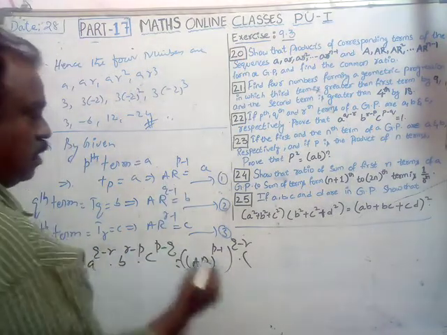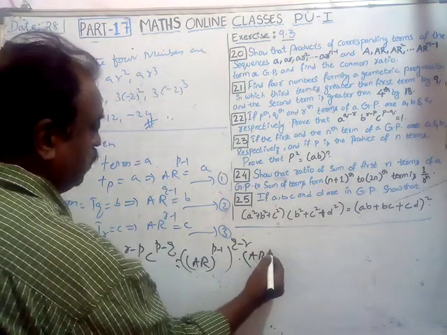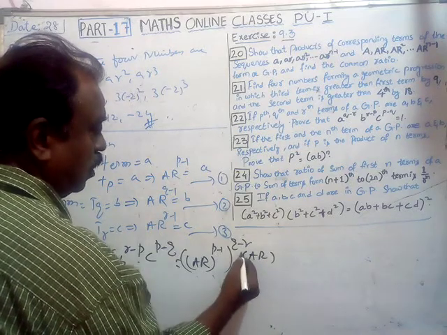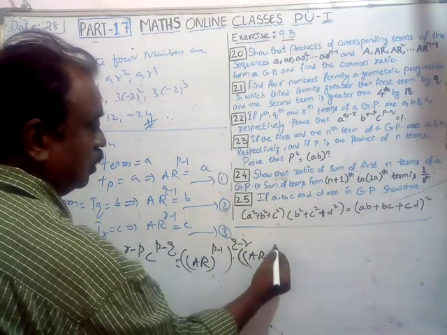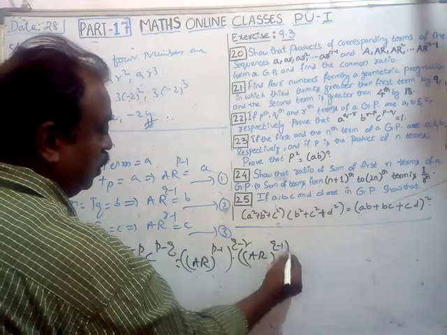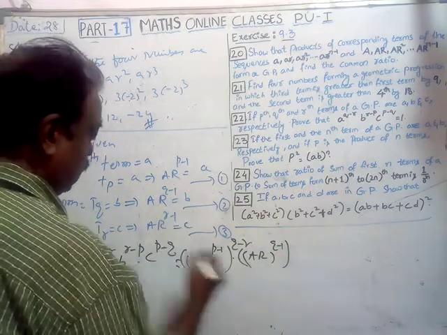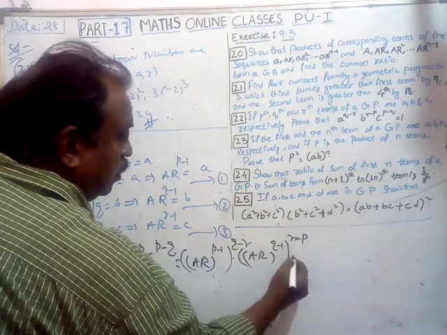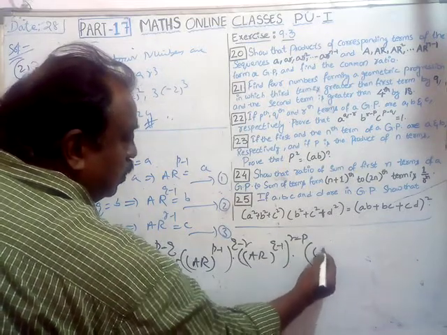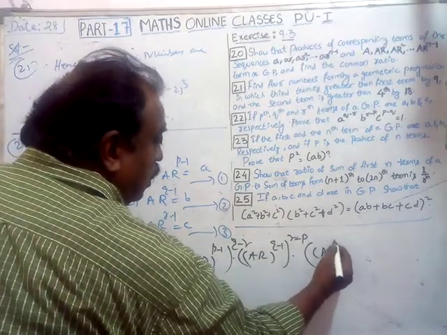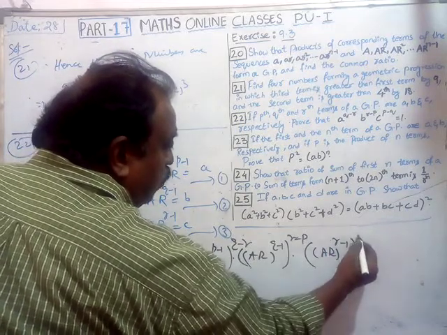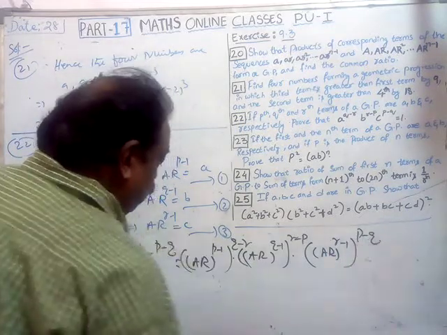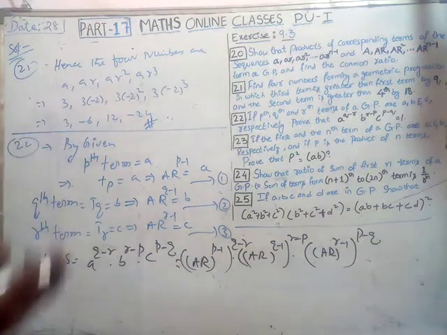Similarly, what is B? B is capital A R power Q minus 1, whole power R minus P. Similarly, C is capital A R, R minus 1 whole power P minus Q. Okay? Any confusion?